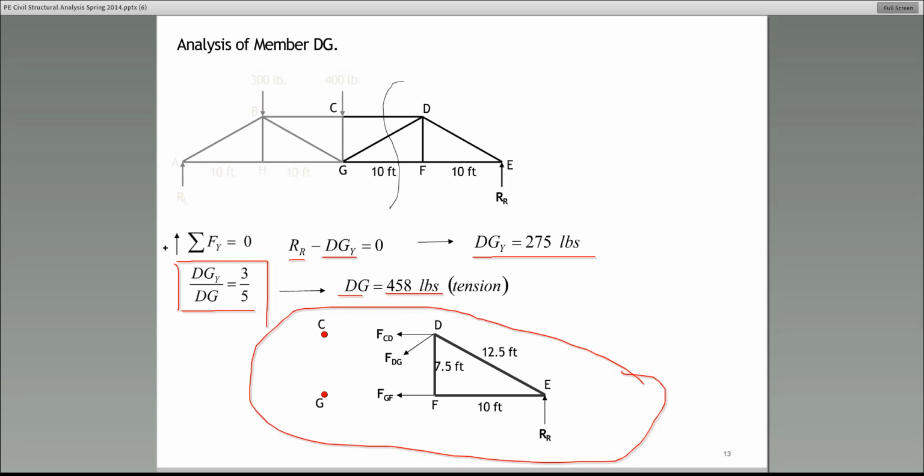All right? And whether it's tension or compression, well, guys, look, we assumed DGY to be pulling away from the joint D. All right? And it came out to be positive, 458 positive. So since it came out to be positive, that says the initial assumption was indeed correct. So it is in tension.